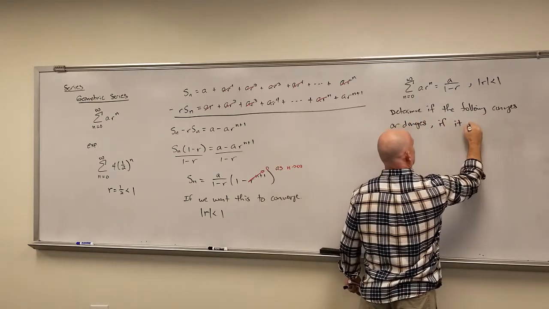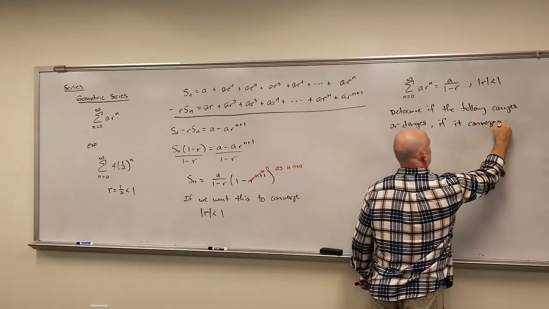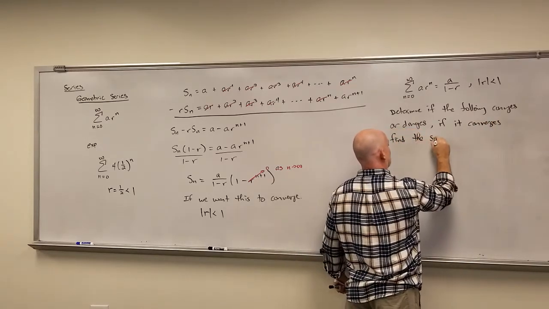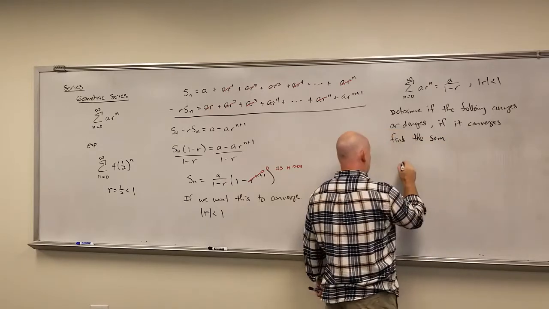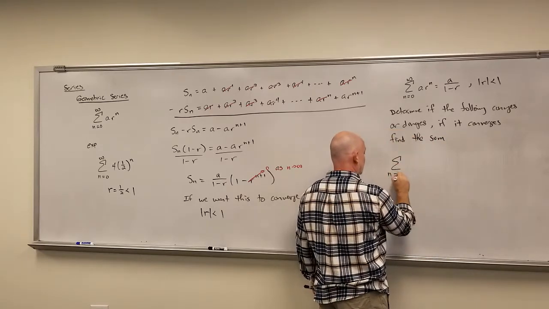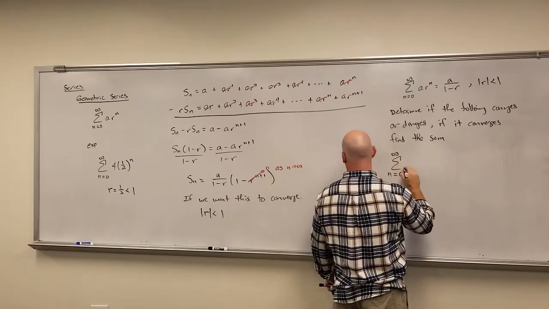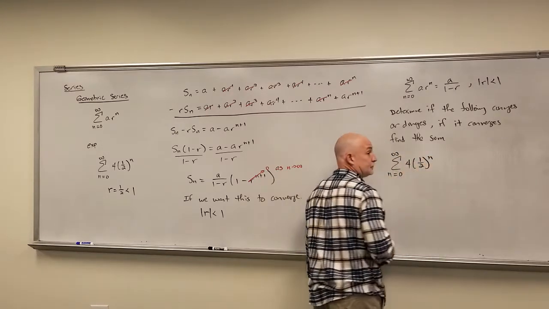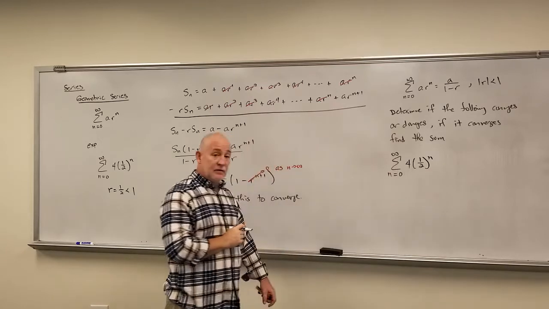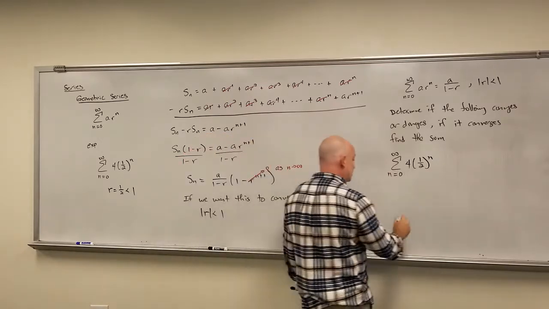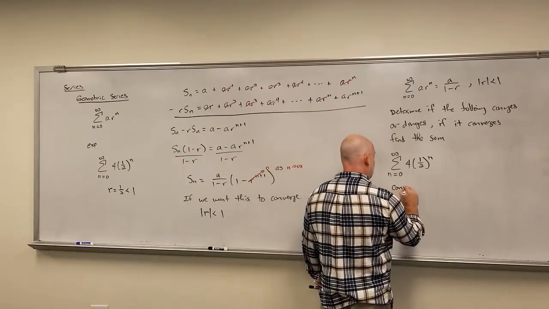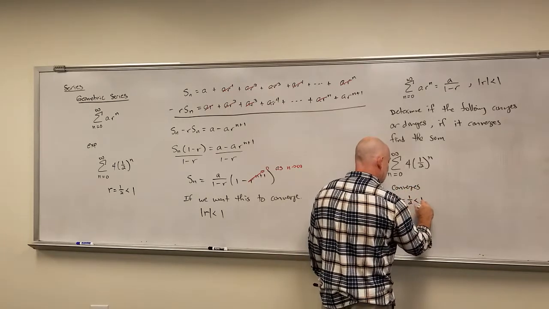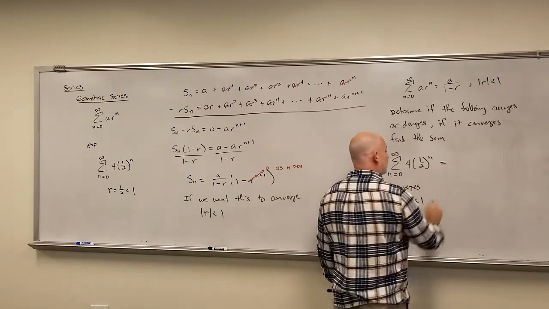If it converges, find the sum. All right, now I'm just going to grab the one we have right there since we've already talked about it. Let's go sum n equals 0 to infinity, 4 times (1/2) to the n. So again, all we have to do to say that this thing converges is note that r is equal to 1/2, which is less than 1. And what does this converge to?